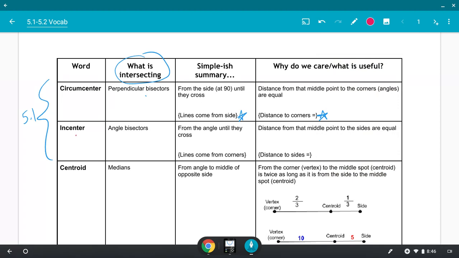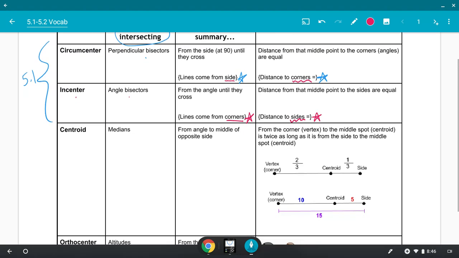For incenter, what's intersecting is the angle bisectors. These lines come from the corners, and then the distance to the sides are equal. So it's the reverse. Here comes from the sides, distance to the corner. Here comes from the corner, distance to the sides are equal. So that's the big thing with those ones. That's what you want to look for, is where the lines are coming from sometimes to figure out whether it's a circumcenter or an incenter.